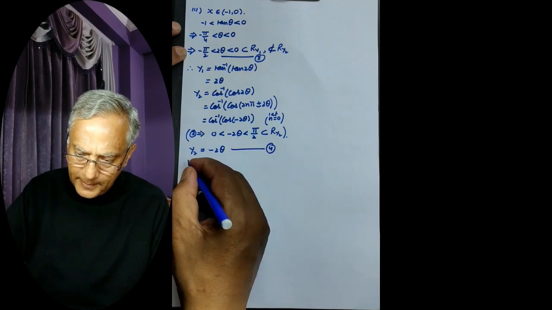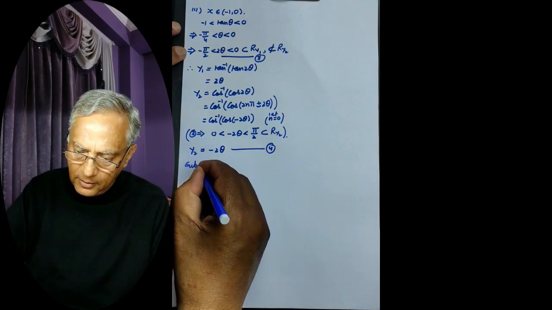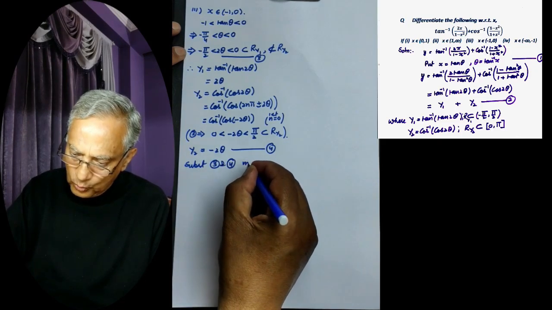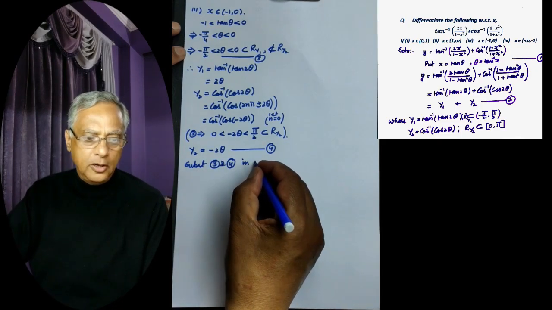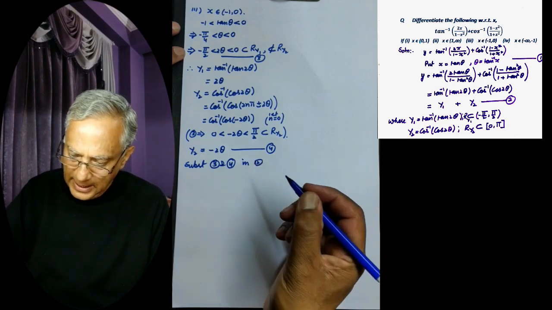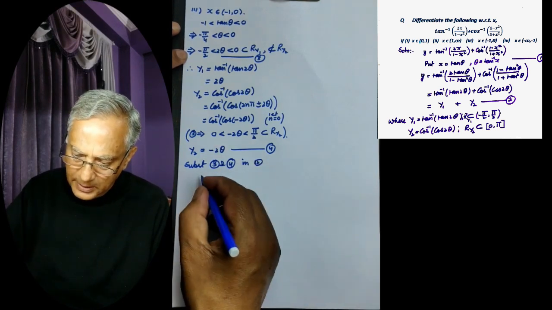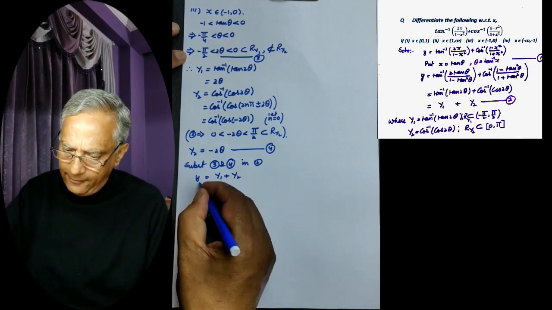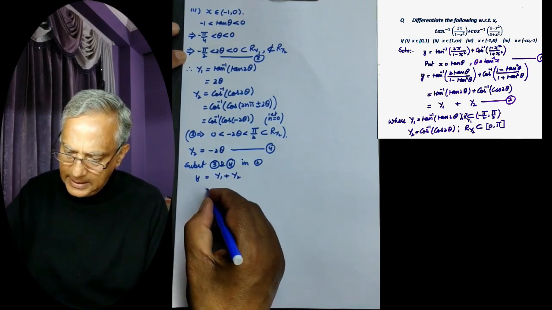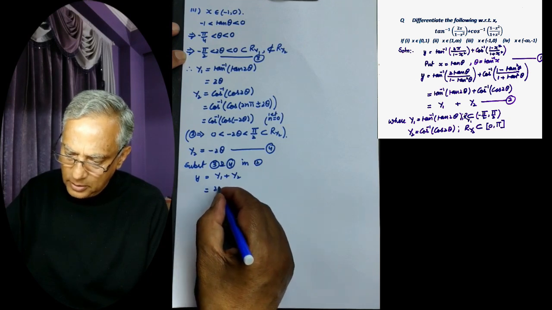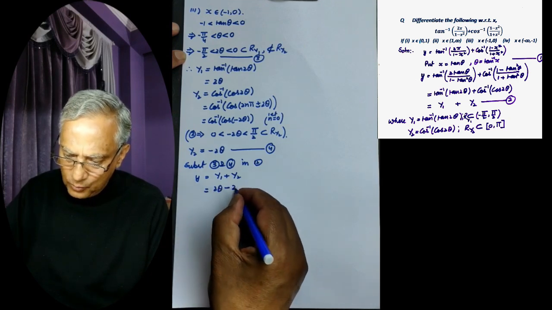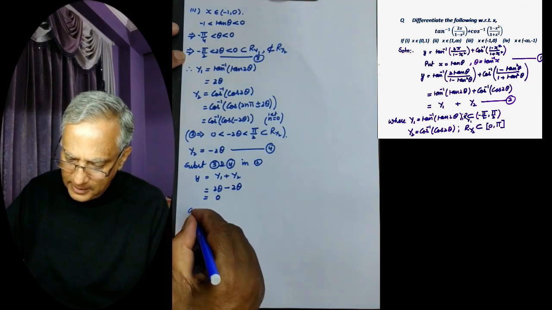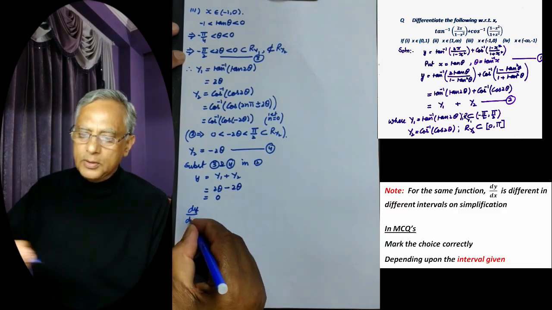Substituting 3 and 4 in 2, we will have y is equal to y1 plus y2. This is the number 2 equation. So we will have y1 is 2 theta and y2 is minus 2 theta. So this is 0. Therefore dy by dx is equal to 0.